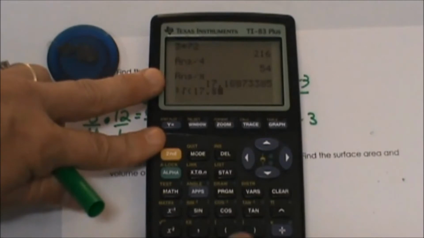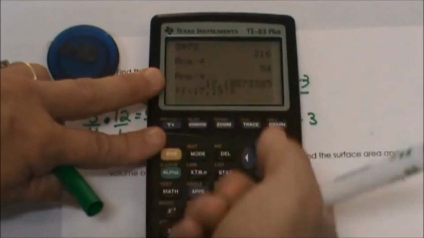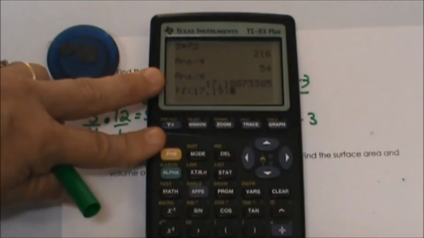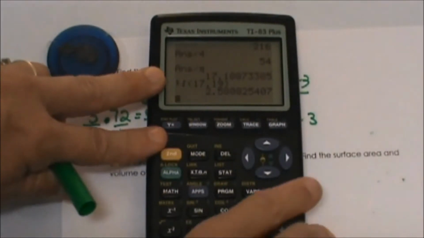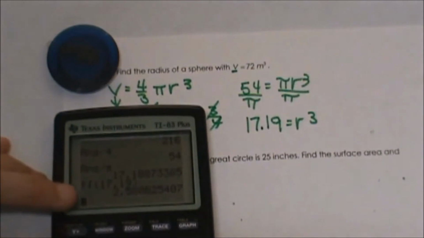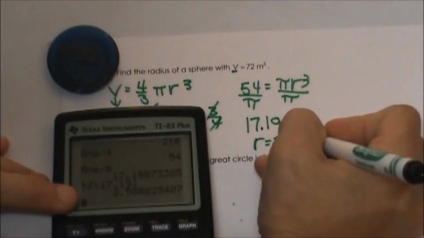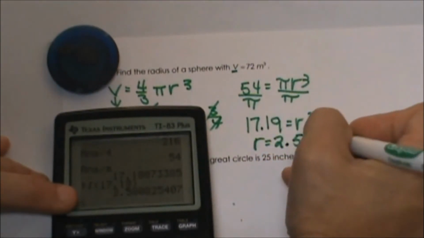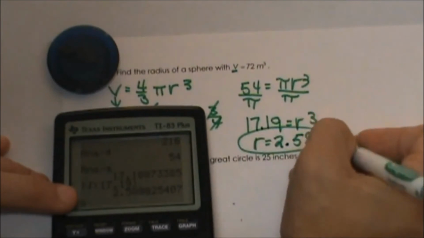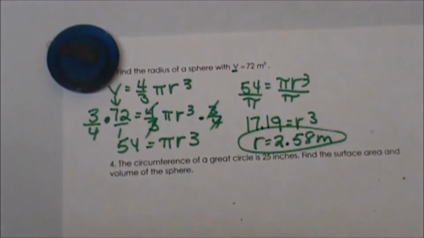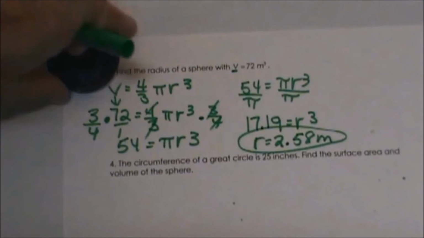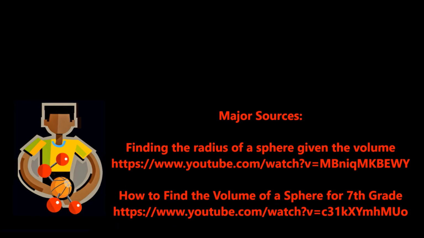And then what did we say? 17.19. And I'm typing mine in rather than pulling my answer down because we're rounding it off. And I get 2.58. Okay, if you just brought your answer down, it's probably pretty close. So our radius is 2.58, and this was in meters. And that is how we would find the radius of that. Okay, so a little bit of undoing, a little bit of algebra.